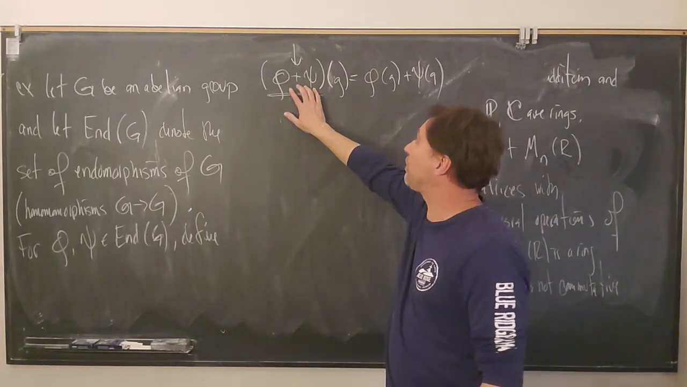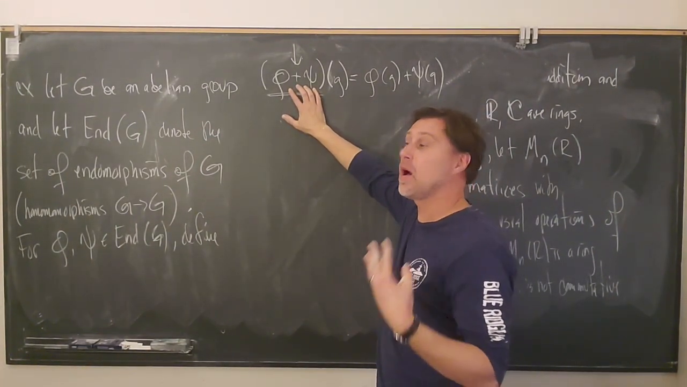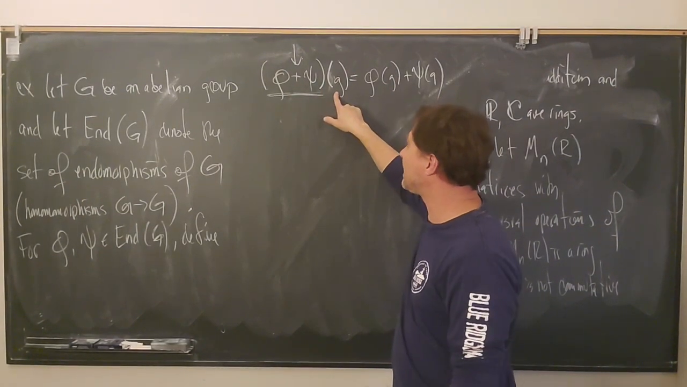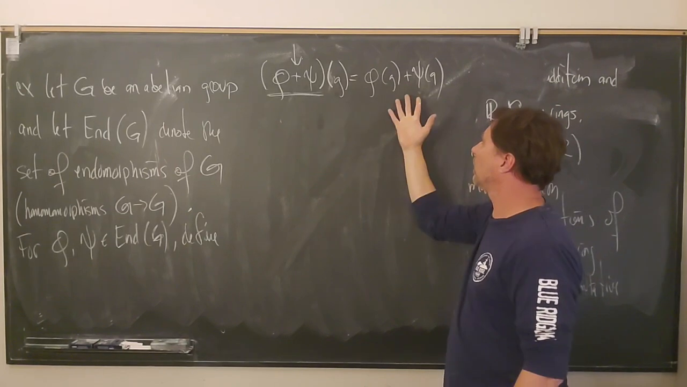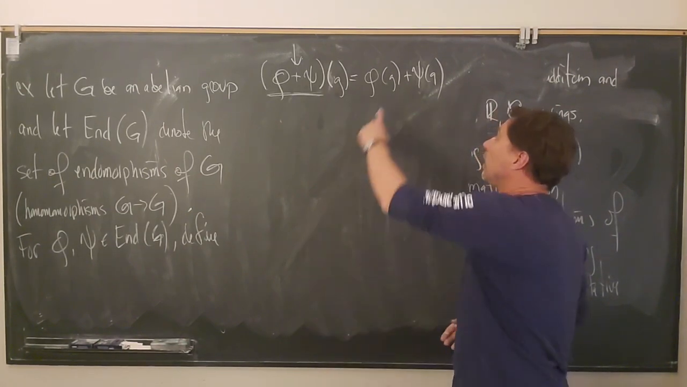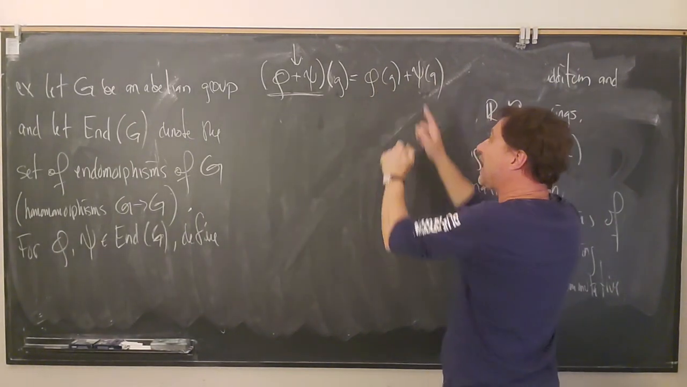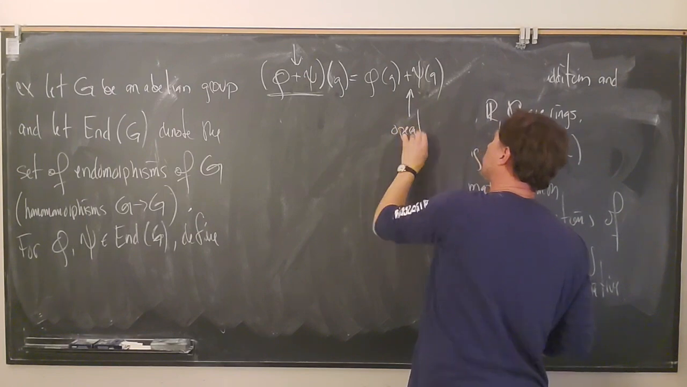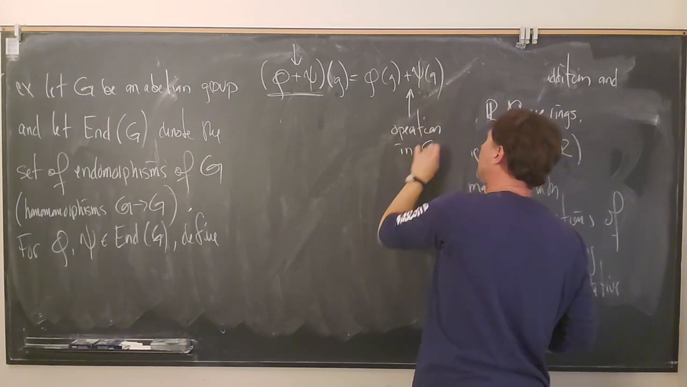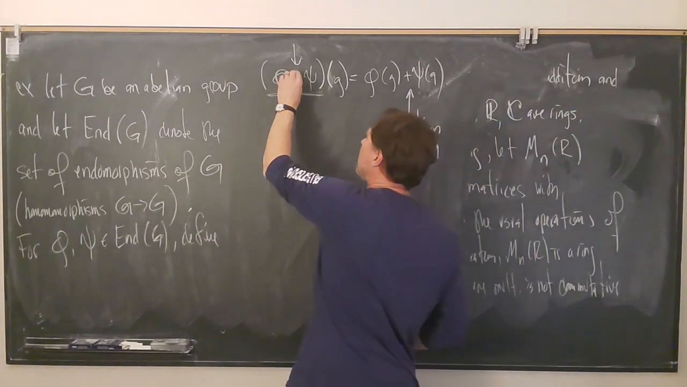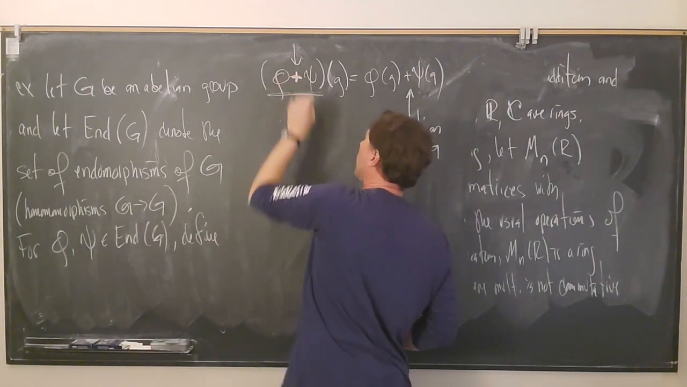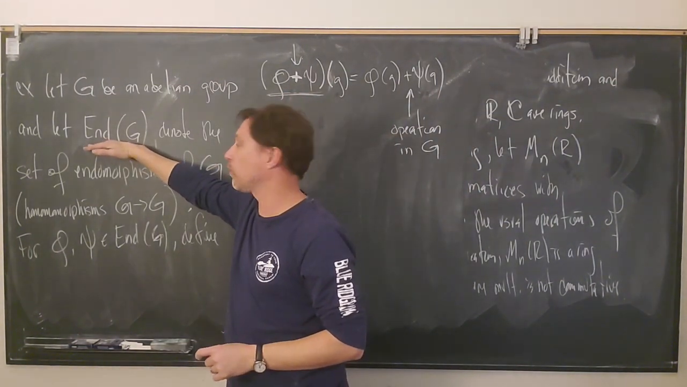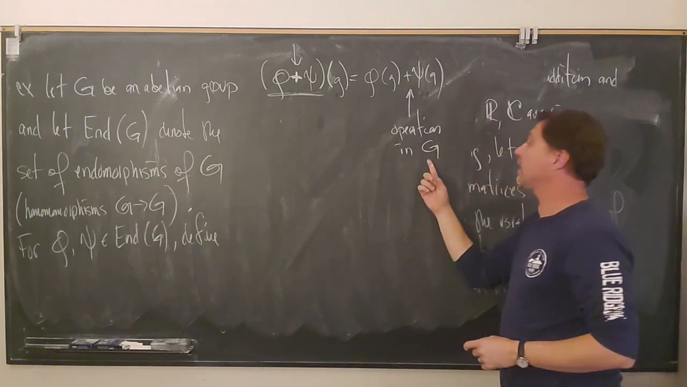Well, phi plus psi is supposed to be an endomorphism of G, which means I need to tell you what it does to an element of capital G. Well, what it does is this over here on the right-hand side. Plug little g into both phi and psi and add them together, and we should be careful here. That right there is the operation in capital G. So I'm defining plus, right? This operation right here is the operation that we're going to have on the set of endomorphisms. But it's defined in terms of this operation right here.